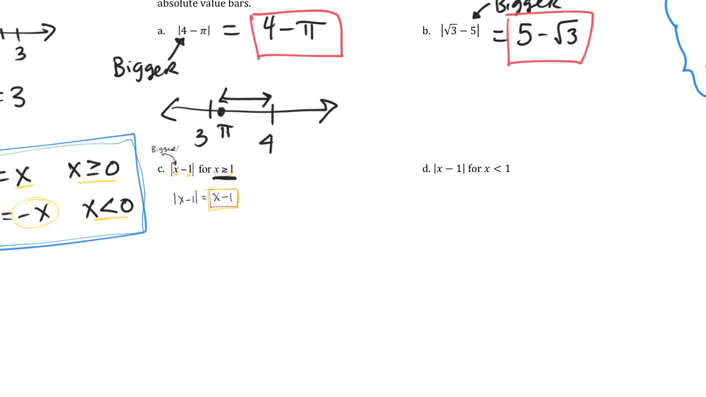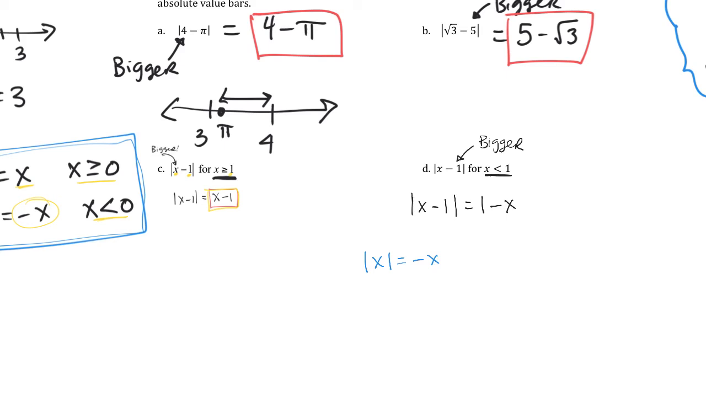So here, who's bigger, x or 1? Well, this is our clue right here because they're telling us x is smaller than 1. So who's bigger? Well, 1. So then that means that the distance between x and 1, or the absolute value of x minus 1, would be the larger one comes first, 1 minus x.